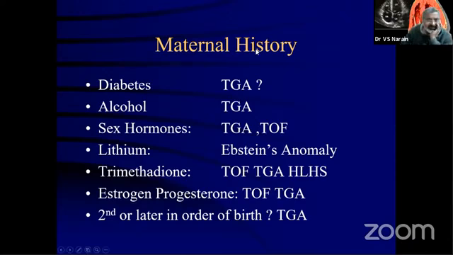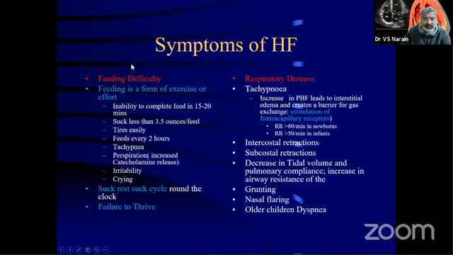Then the history is that of maternal history, and some of the important points are that if you have diabetes, then possibly you could be having transposition, we really don't know. History of alcohol, transposition; history of sex hormones, tetralogy and hormones. Lithium, of course, is very specific for Ebstein's anomaly. Trimethadone history: tetralogy, transposition, HLHS. Estrogen, once again the sex hormones, TOF and TGA. And sometimes when the child was later in birth order, you could also think of a TGA.